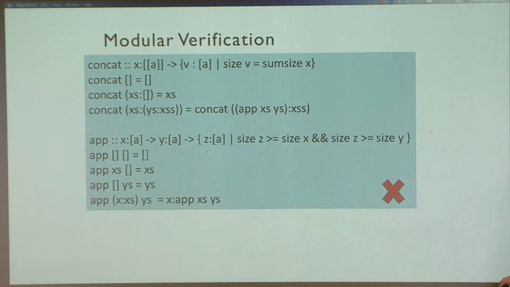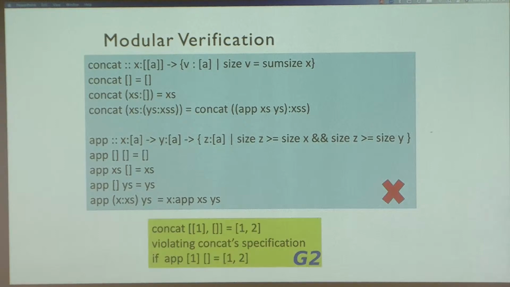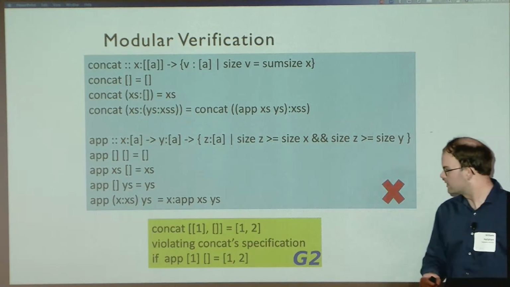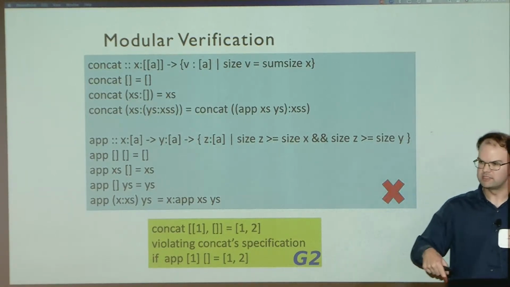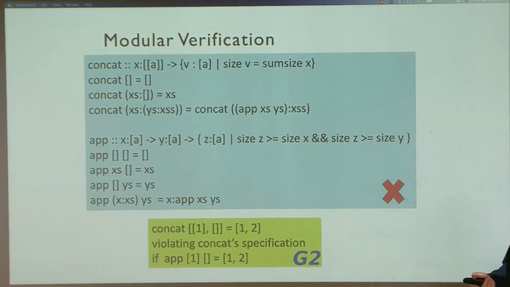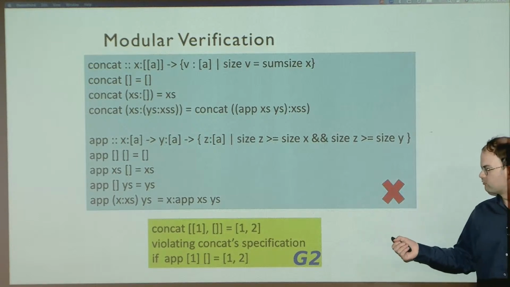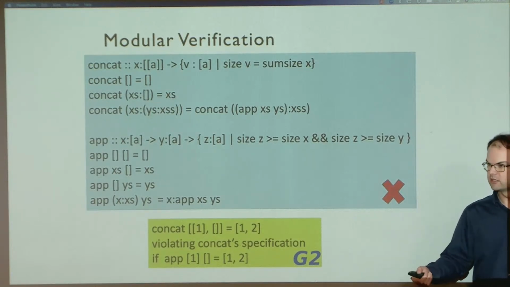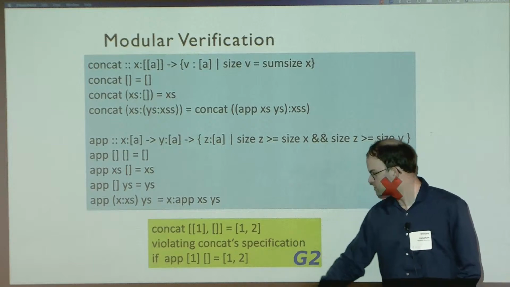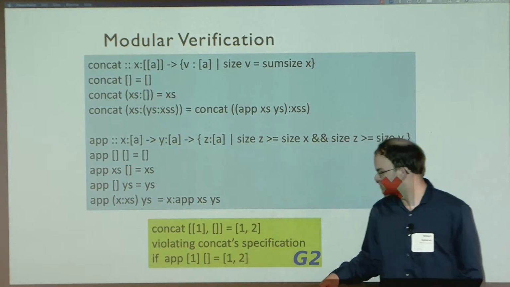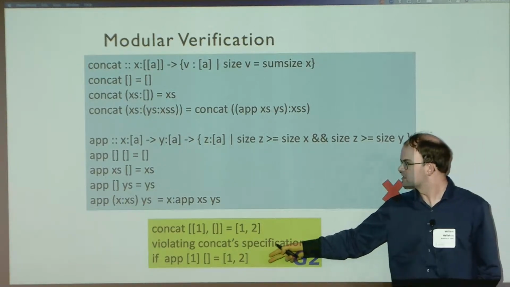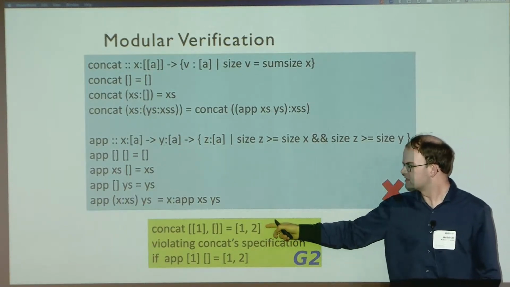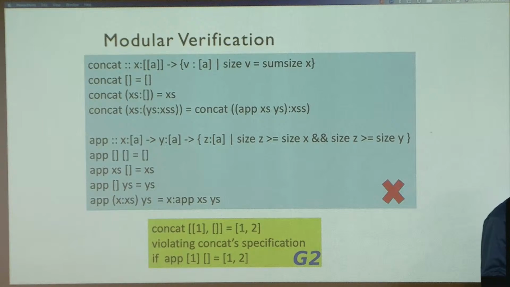And we're not going to be able to verify this if we give it to our modular verifier. And we can get an abstract counterexample that illustrates why. It says that concat of a list with 1 in it and an empty list can give us the list 1, 2, if appending the list with 1 in it to an empty list gives us 1, 2, right? Notice this has size 2, this has size 1, this has size 0. 2 is greater than 1, 2 is greater than 0. So this satisfies the specification of app, but causes a violation in the specification of concat.